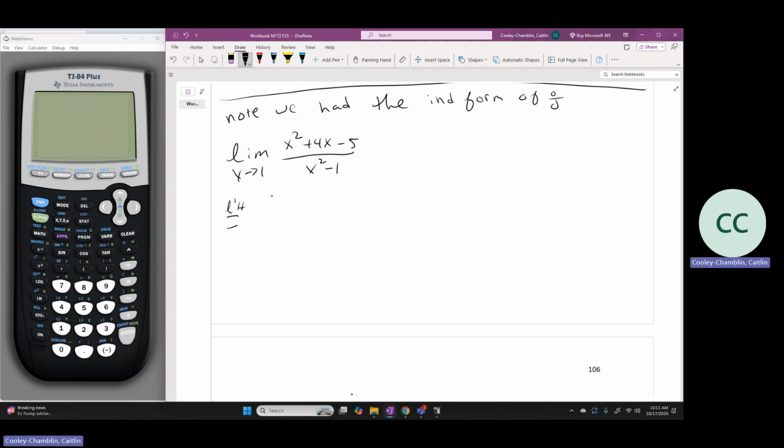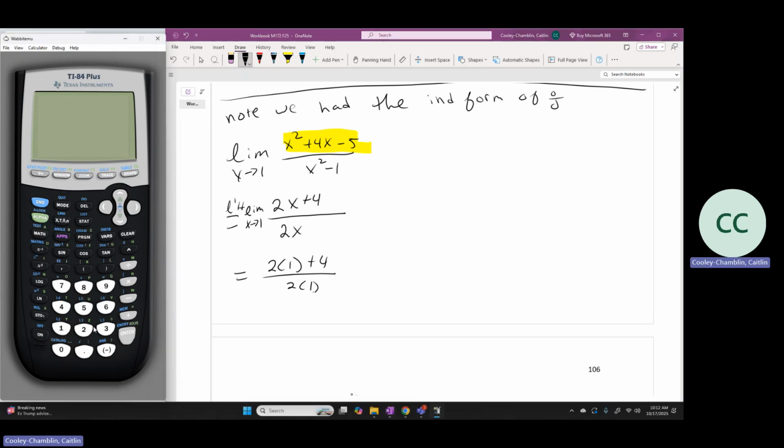And when I take this derivative, I get 2x plus 4. So take the derivative of the top. The top is x squared plus 4x minus 5. I'm going to take that derivative, and I'm going to divide by the derivative of the bottom, which is 2x. Okay, and I forgot to write my limit sign. So this is really the limit as x approaches 1. I think I said it, I just forgot to write it. And so now I'm going to plug in 1. So we get 2 times 1 plus 4 over 2 times 1.